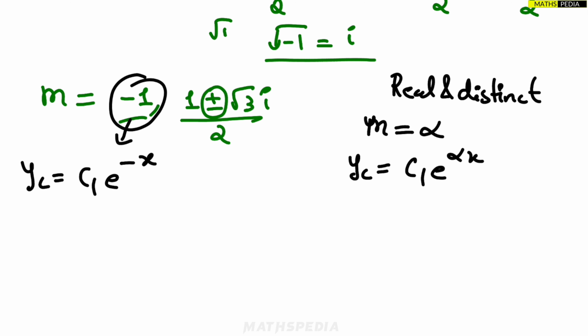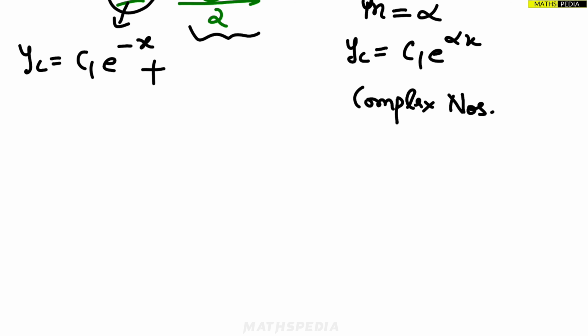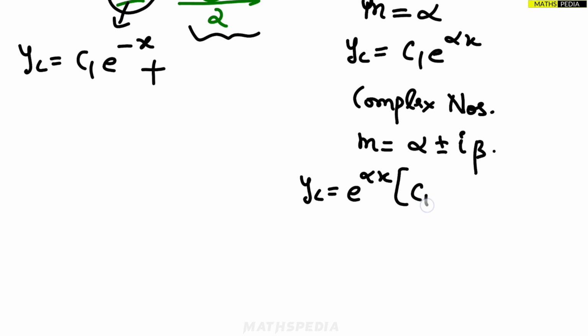So in this case, I can write for minus 1, yc is equal to C1 e power minus x, plus, for this part, this is nothing but a complex number. How to write? See, whenever you are getting complex numbers, it will be in the form of, suppose m is equal to alpha plus or minus i beta. Alpha is nothing but the real part, beta is nothing but the imaginary part. So yc value will be equal to e power alpha x into c1 cos beta x plus c2 sin beta x. This is how we have to write.